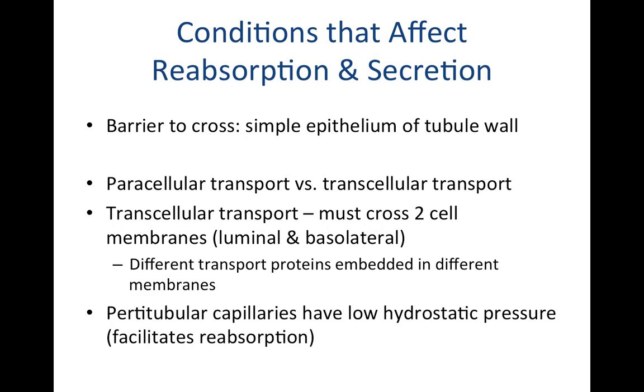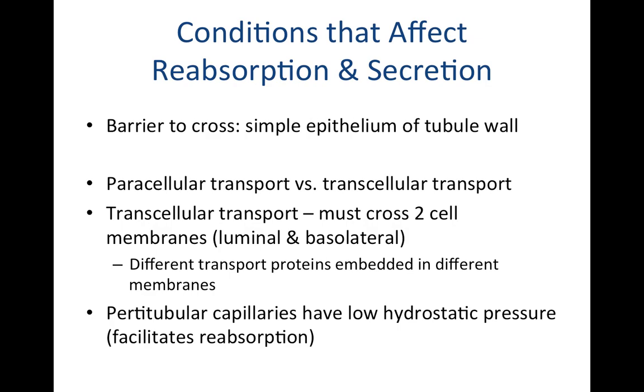In order to cross to the bloodstream, you're going to need to cross through the simple epithelium of the tubule wall. You have simple cuboidal epithelium. If you go through that transcellular route, you do have to cross two different cell membranes, and so you may see two different transport proteins that are helping to move a substance across from the lumen of the tubule all the way to the bloodstream.